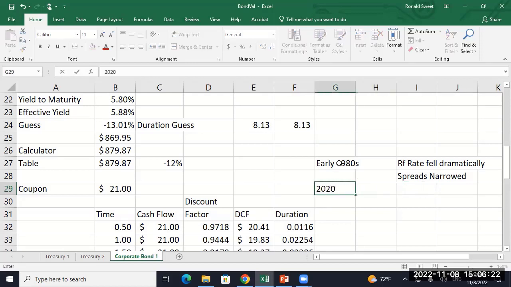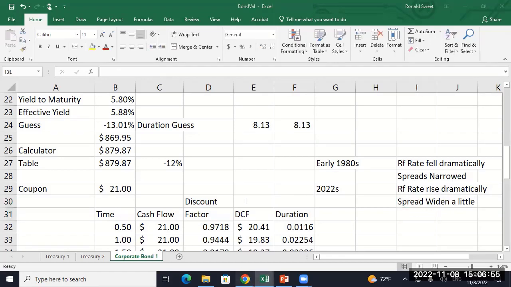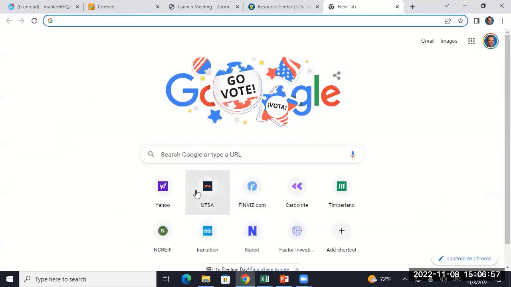The 2020s, 2022, what's happened? What's the risk-free rate done this year? Rise, fall, pretty dramatic. What did spreads do? They widened some, it depends, because high yield bond spreads have widened quite a bit. So let's just look and see. It'd be interesting to see.